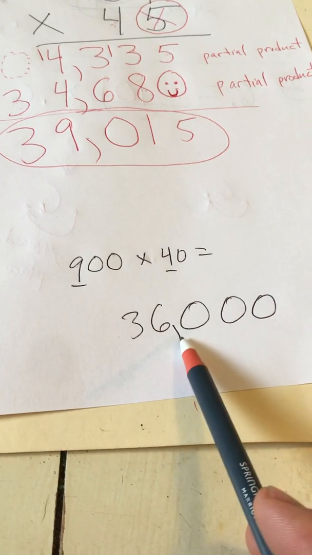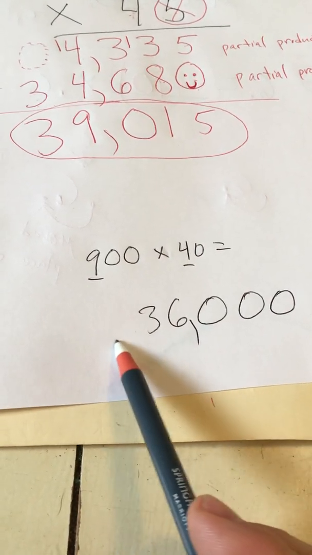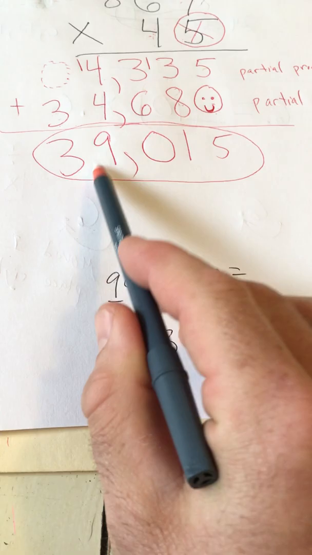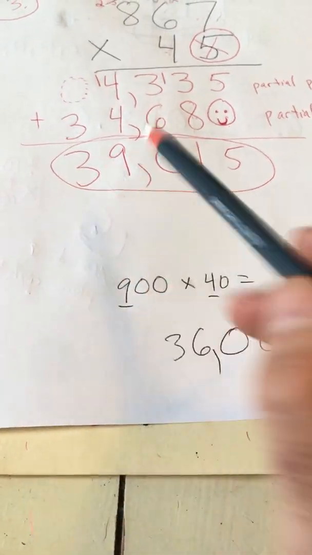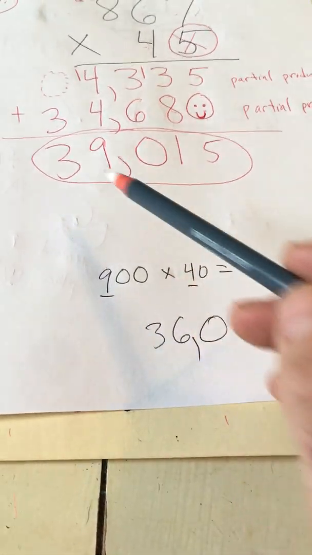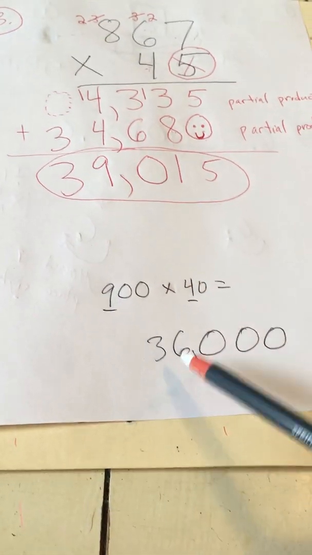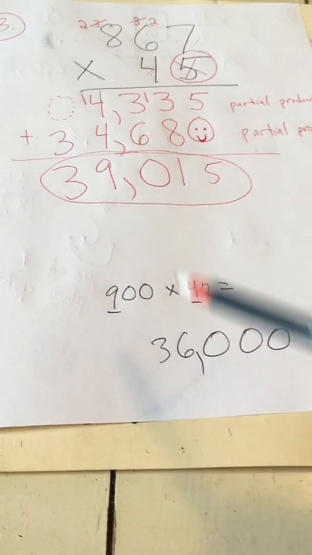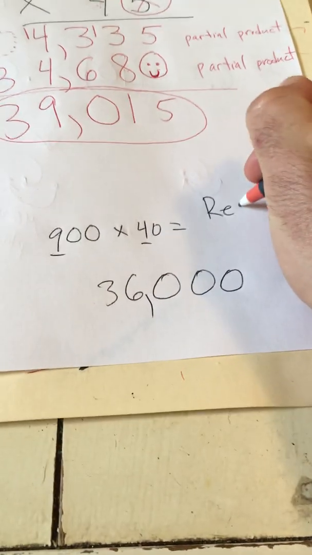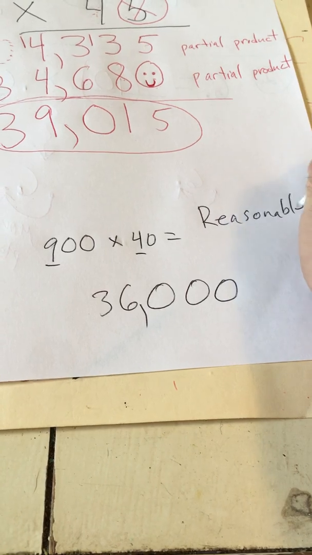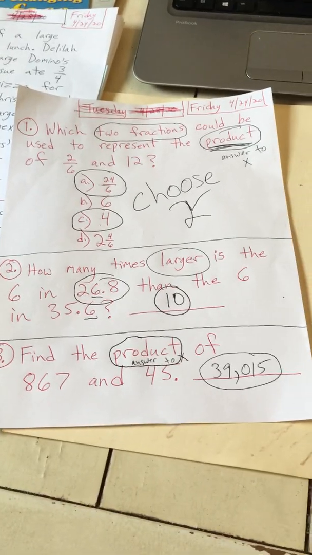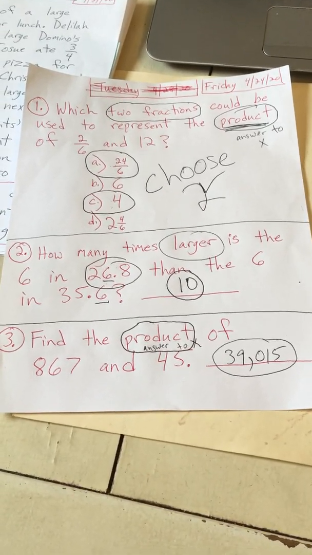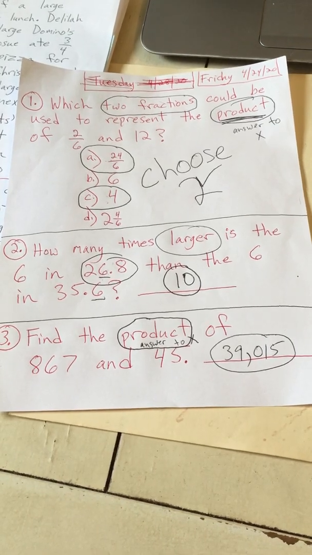We're really looking for place value. Like, did I mess any place value up? So if this said 300,000, then I'd know I messed up. If this said just 3,000, then I'd know I messed up with the place value. But since they're both going to the 10,000s place, it's 36,000 compared to 39,000. Those are reasonably close. I'm going to say that that's a reasonable answer. Okay, so that's the answer. So for today, number 1 was A and C, number 2 was 10, and number 3 was 39,015.